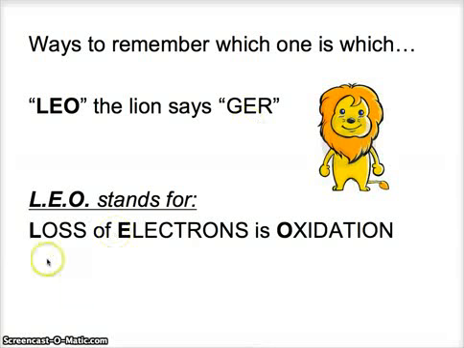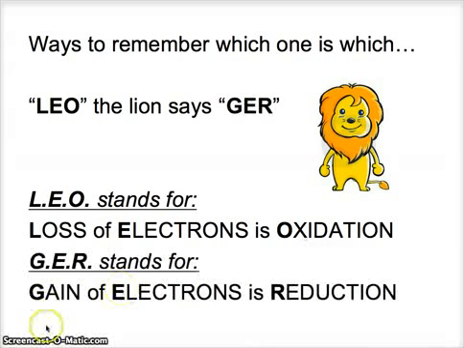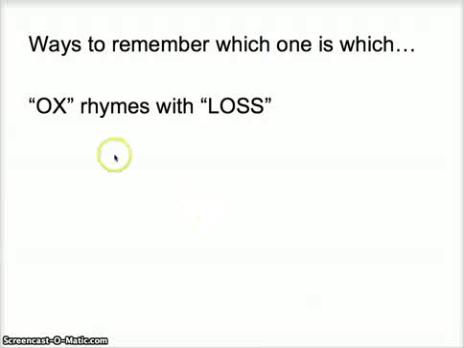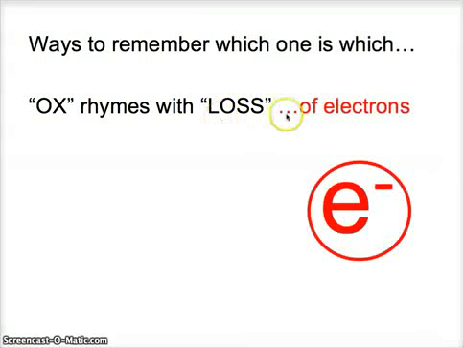LEO stands for loss of electrons is oxidation, and from that same sort of idea, you can know that GER stands for gain of electrons is reduction. One that I always liked is OIL rhymes with loss. Ox, loss, ox, loss. I always thought that sort of rhymed together, and I always would refer to ox as being oxidation and loss referring to the loss of electrons.